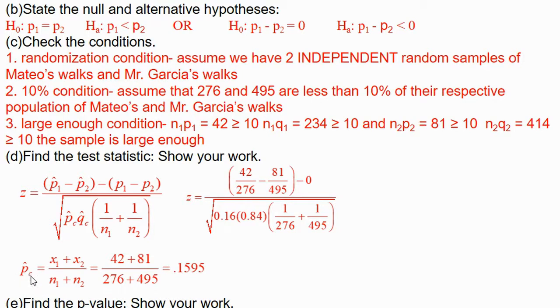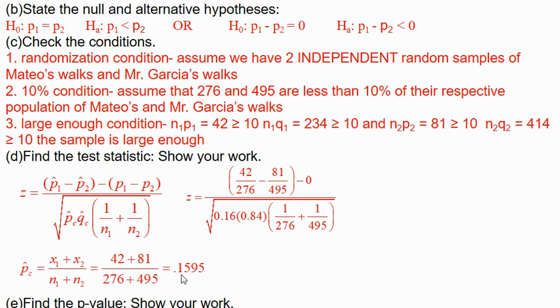So this is the formula on how to get the p pool, the sample proportion that was pooled together. You take the number of successes of both of the samples and you divide by the sum of the two sample sizes. So here we go. You take 42 plus 81. Those are the number of successes in each of the two samples. Then you divide by the sum of the sample sizes, so 276 and 495. And that's how I got what's called the pooled proportion. You need to use the pooled proportion in your formula here.